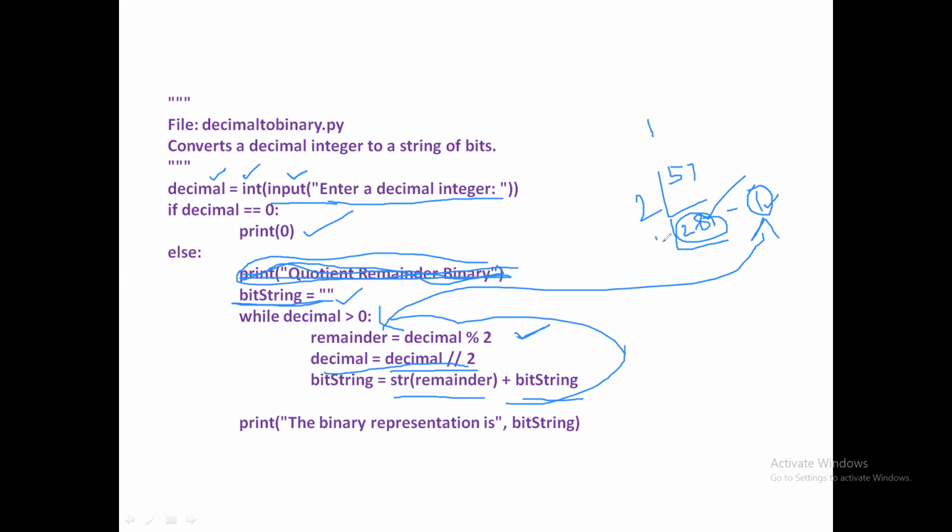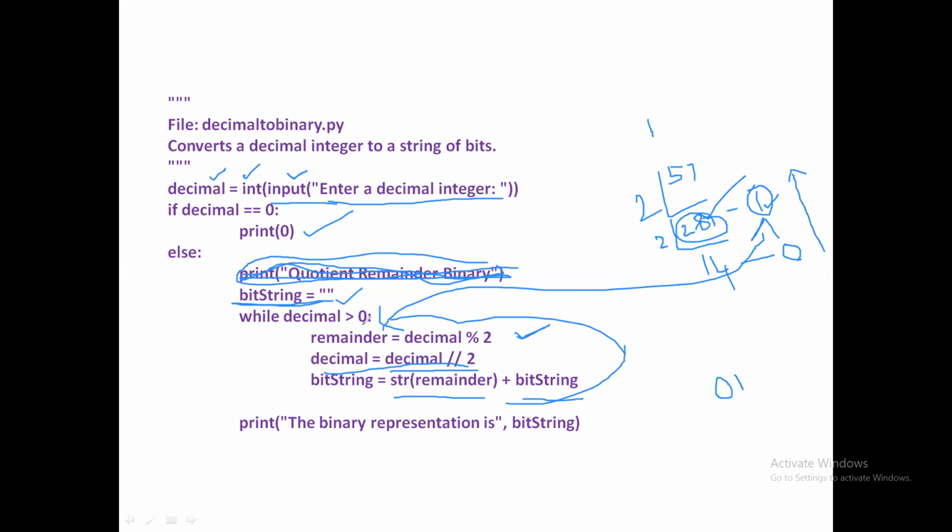So it divides the number by 2. This is the remaining number now, and the process is the same and will be repeated. The remainder is 0 now, and bit string is str of remainder plus bit string. What is str of remainder? It is 0, plus bit string 1. So it concatenates like this: 0 1. You can observe that you are getting it in reverse order, from bottom to up. That is how it performs.